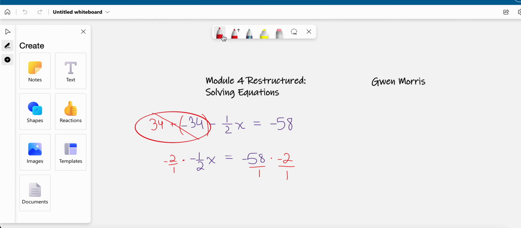These two right here are going to make a one pair. I'm just going to circle those. Now I'm just going to have x equals.